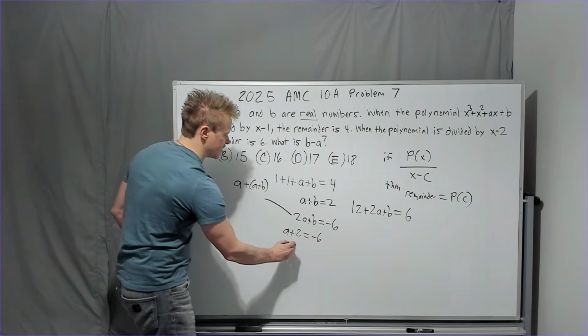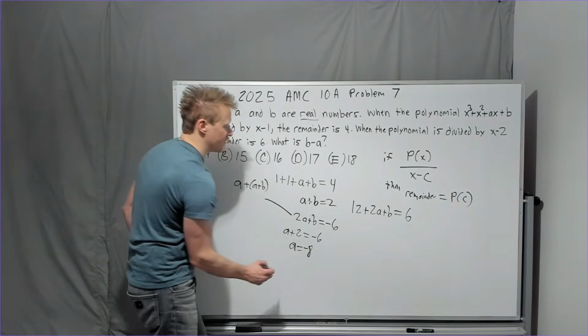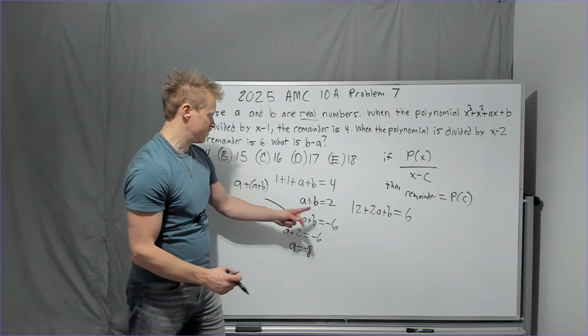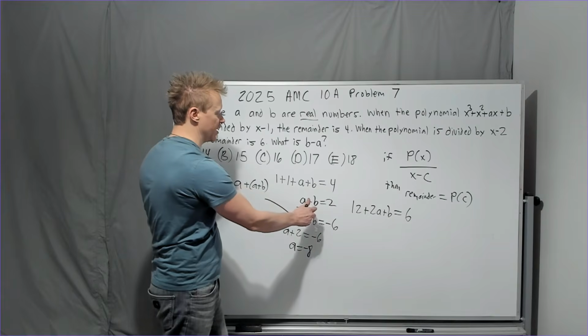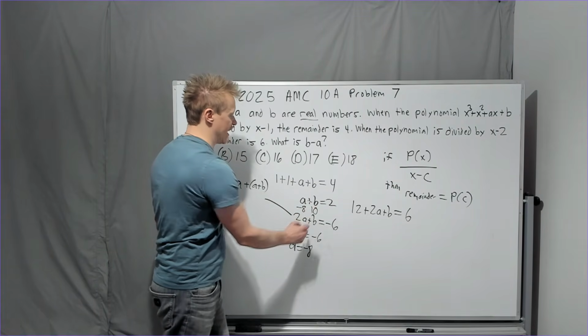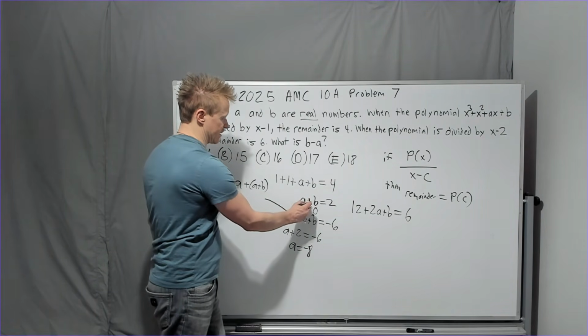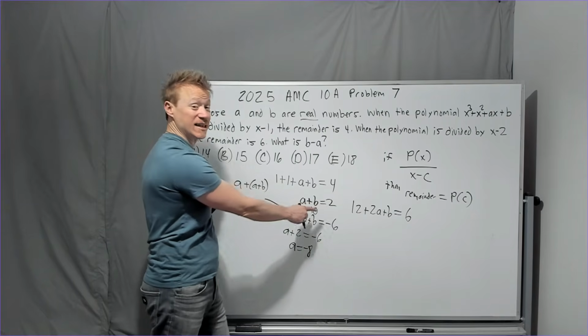We'll now subtract 2 to get a is negative 8, and we'll drop negative 8 right here. What do I have to add for b? B is going to be 10. So negative 8 plus 10 does equal 2.